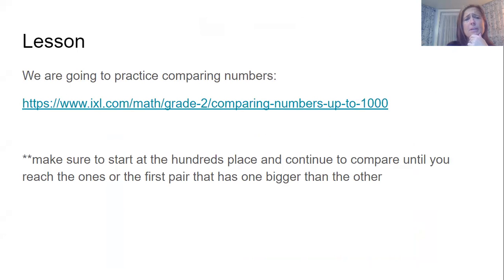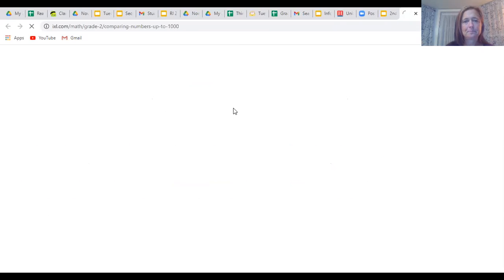Just a little reminder, make sure to start at the hundreds place and continue to compare until you reach the ones or the first pair that has one bigger than the other. So also remember, when we're comparing numbers, we do say greater than, less than, or equal to, but we will be using our symbols. All right, so let's get started.